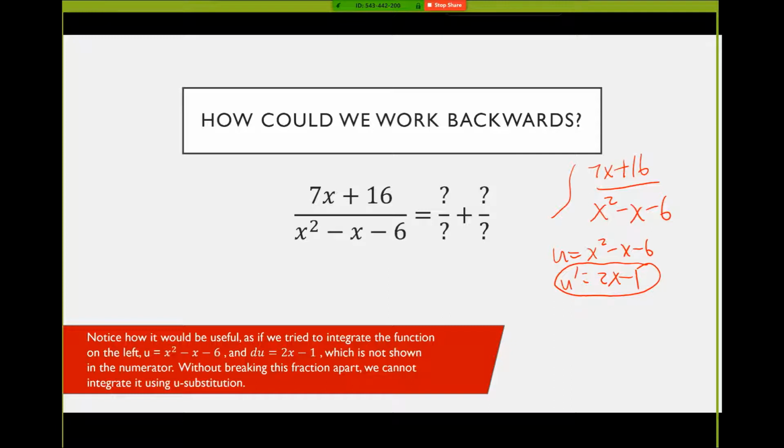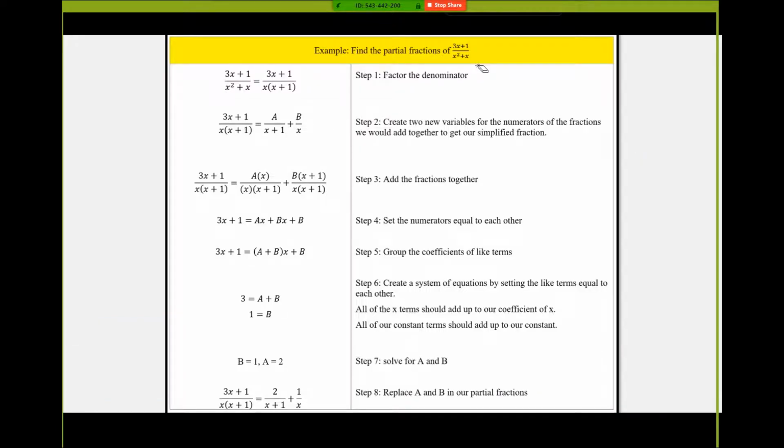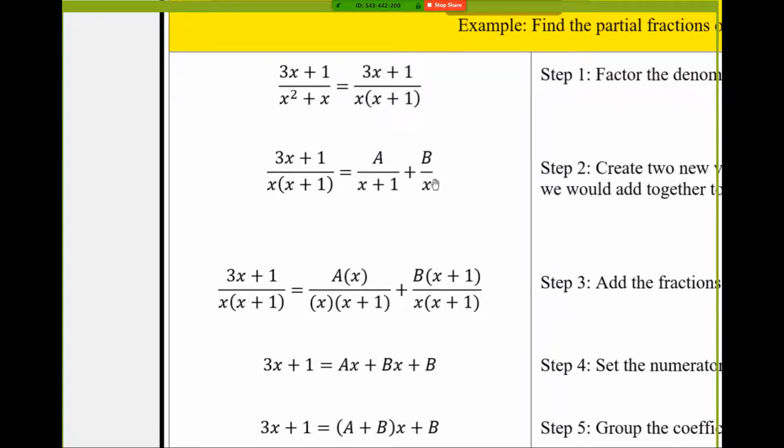Okay, so here's how we do it. The first thing we're going to do is we're going to start with our large fraction that we can't integrate, and I'm going to factor the denominator. So if I factor this bottom part, zoom in here. Okay, if we factor the bottom part of this fraction, I'll get x times x plus 1. Then I can break this apart. So I can assume that there is some number over x plus 1 plus some number over x, that when I add them together, it could give me this fraction.